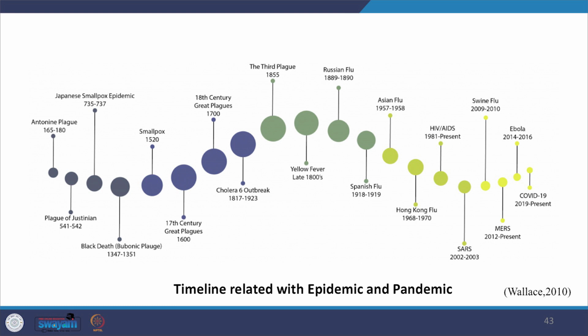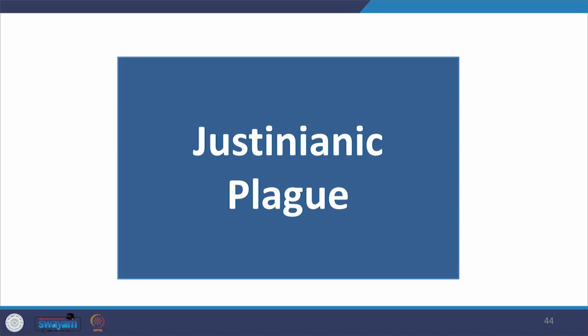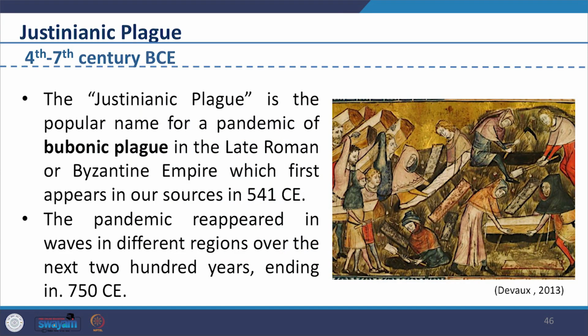We also see why urban population is more vulnerable to disease and there is a need to address it more. You will see the social model, political economic model and the environmental model playing their role in health in the city. First we look at the Justinianic plague. The Justinianic plague is the popular name for a pandemic of bubonic plague in the late Roman or Byzantine Empire, which first appeared in our sources in 541 CE. The pandemic reappeared in waves in different regions over the next 200 years, ending in 750 CE.